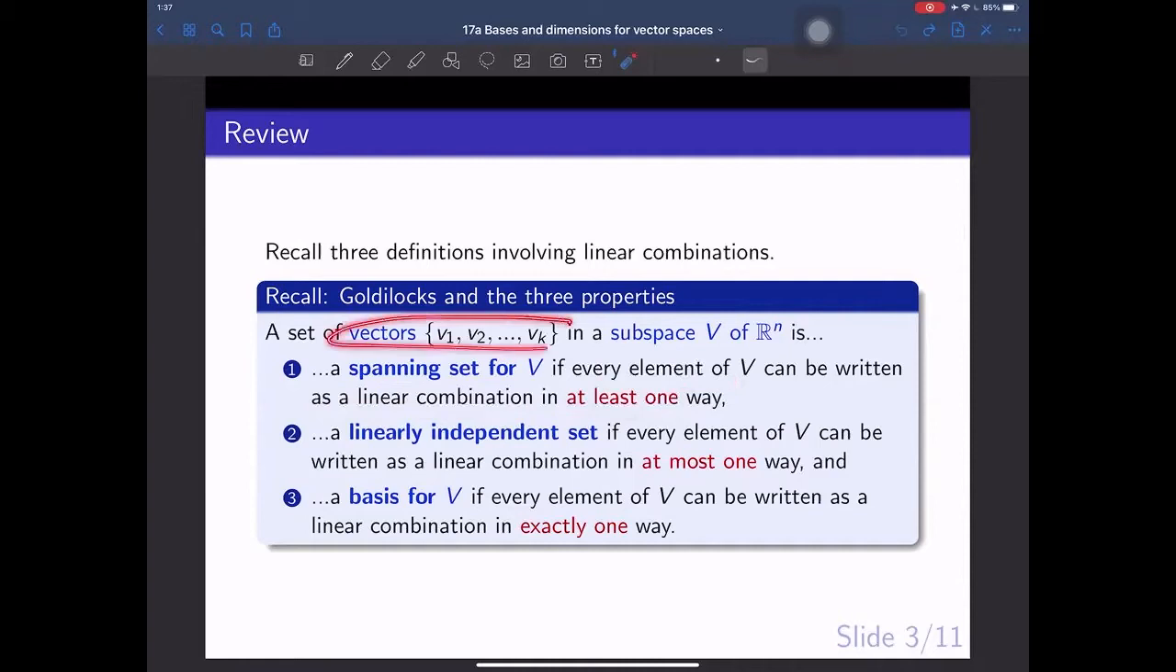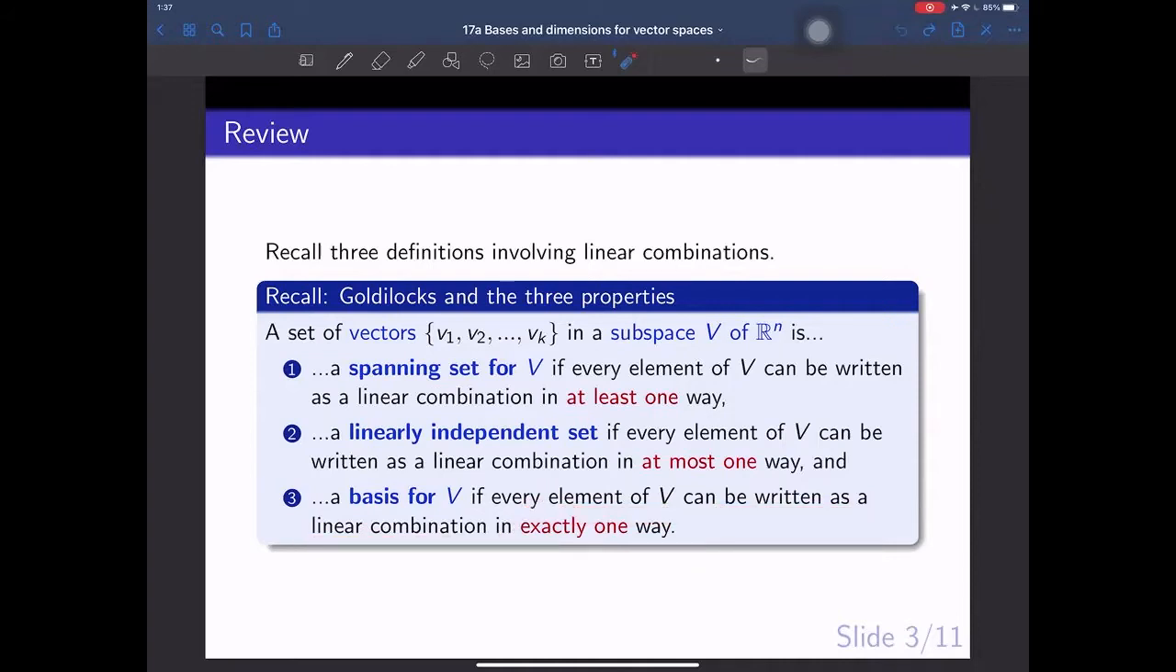The set of vectors is called a linearly independent set if every element of the subspace V can be written as a linear combination in at most one way. This set is a basis for the subspace V if it is a spanning set and also linearly independent. In other words, this set of vectors is a basis for V if every element of V can be written as a linear combination in these vectors in exactly one way.